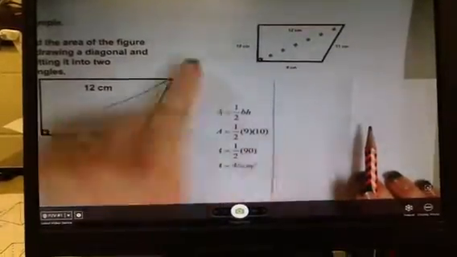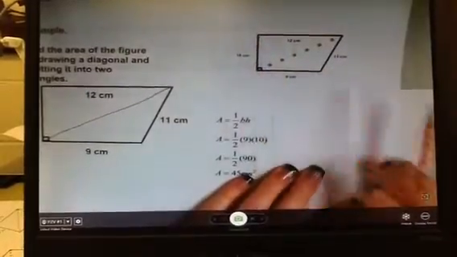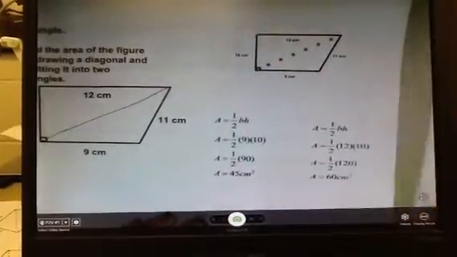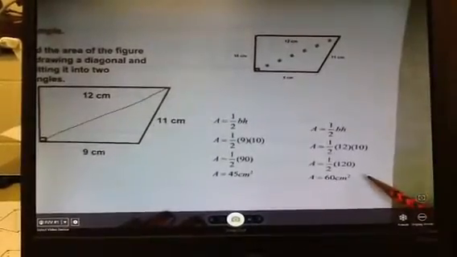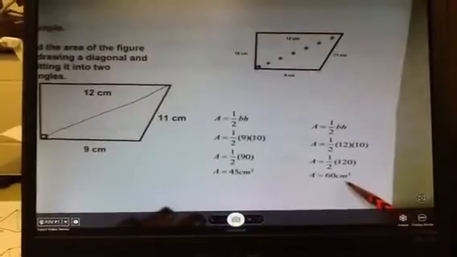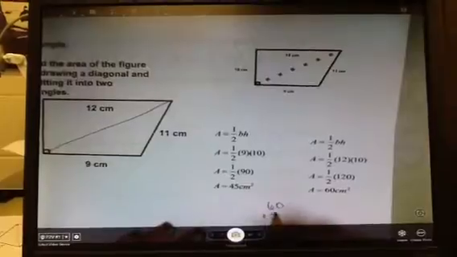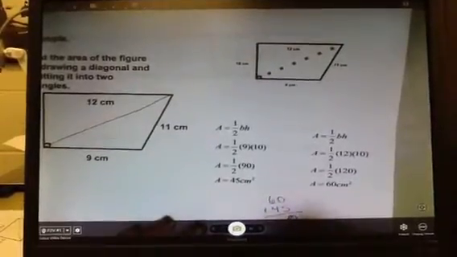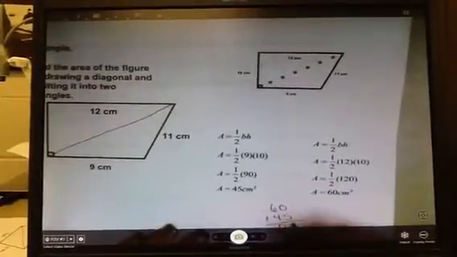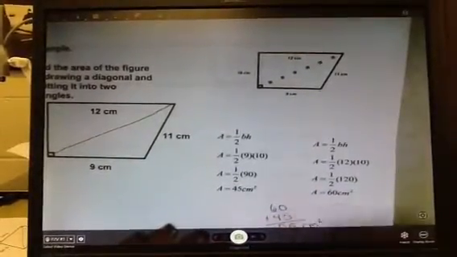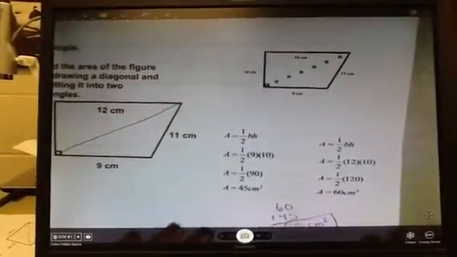Then the next triangle, I have a base of 12 and a height of 10. So I'm going to take 12 times 10 to get 120, and then multiply it by 1/2 to get 60 centimeters squared. I then need to add them together to get a total of 105 centimeters squared. So this would be the entire area of my trapezoid.